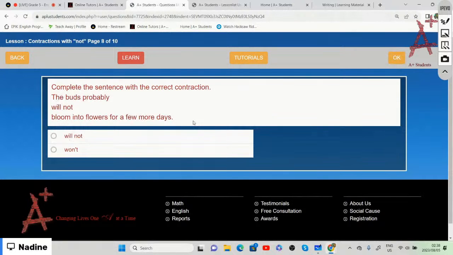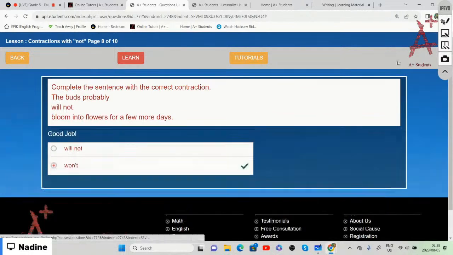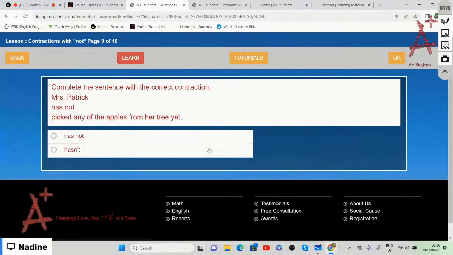Okay. Then we are doing the last one, which is: the buds probably will not bloom into flowers for a few more days. So will not. All right, so if we say will not, then it means won't. So we will say won't because won't is the shortened form of will not. Oh, well done. Well done.